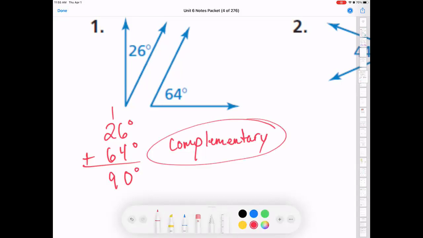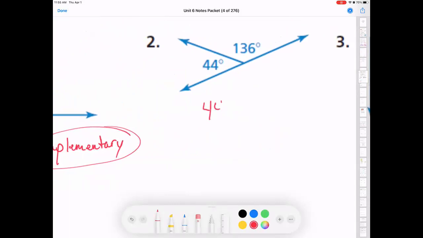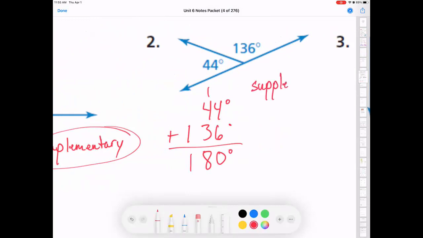For number 2, we have 44 degrees. And we are adding on 136. Again, ending in a 0, that's a good sign. Carry the 1. 1 plus 4 plus 3 gives us 8. And then the 1 drops down. So that is 180 degrees for supplementary angles.